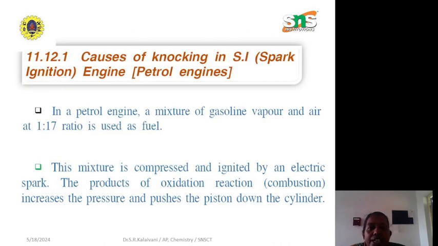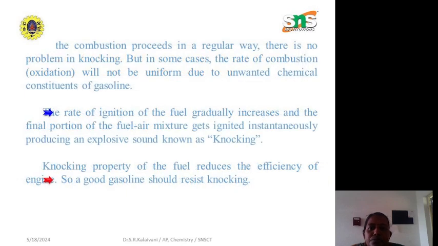Then causes of knocking in the SI engine, the spark ignition engine. This is the petrol engine. In a petrol engine, a mixture of gasoline vapor and air at a 1:17 ratio is used as fuel. This mixture is compressed and ignited by an electric spark. The products of the oxidation reaction increase the pressure and push the piston down the cylinder.